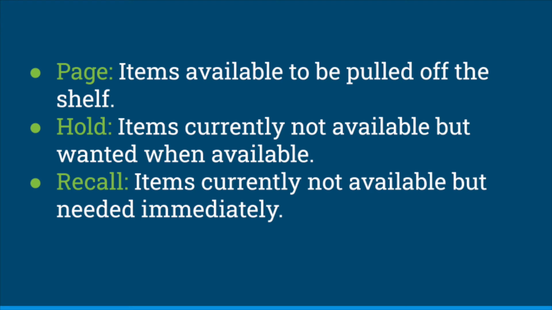So as a reminder, there are three types of requests in FOLIO. There are page requests, where items are currently available to be picked from the shelf. There's hold requests, where items are not currently available, but they're wanted when they're available. And then there's recall requests, where items are currently not available, but they're needed immediately, so we're going to recall them from the patron and shorten the due date.